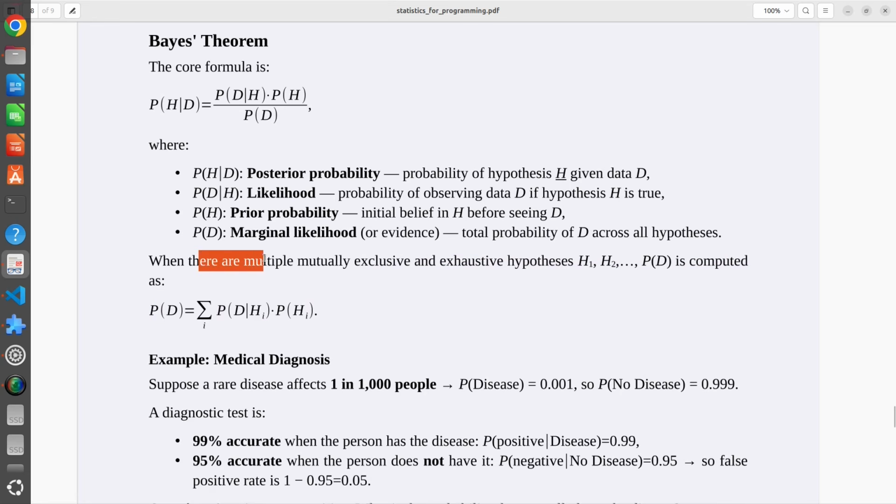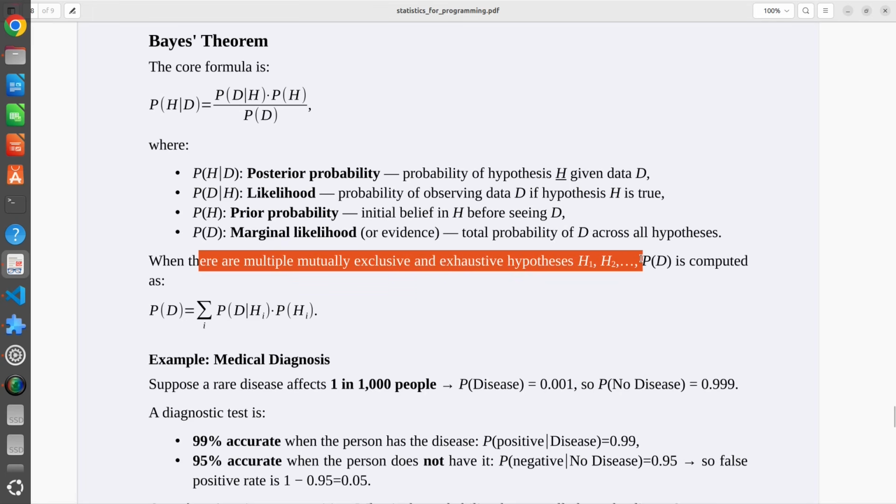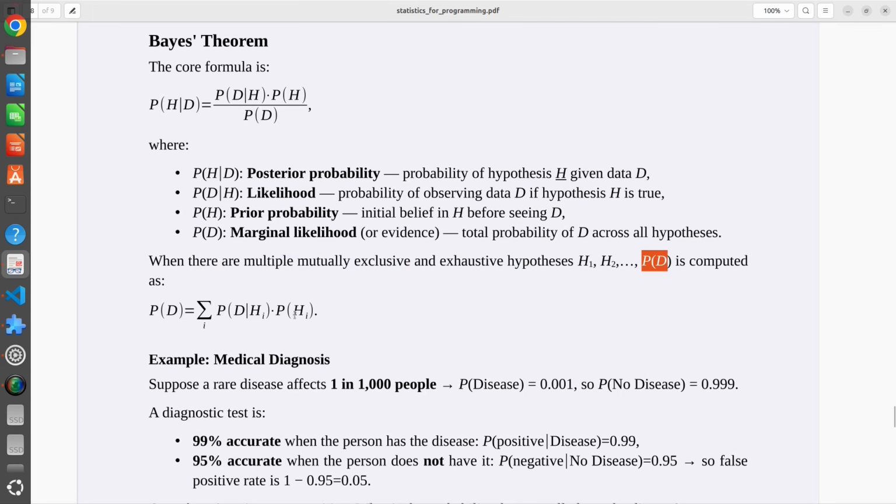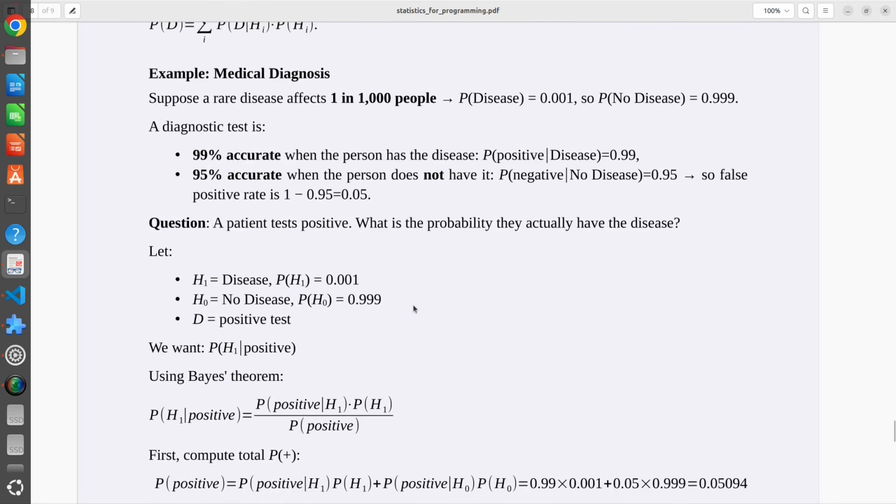When these are mutually exclusive and exhaustive hypotheses, H1, H2, and so on, P of D is computed according to this formula. I need to sum up all the likelihood times the prior probability of each possible hypothesis. And then I add up all these products to become my marginal probability, okay? So let us see this following example to see how we can apply this formula, because this idea is rather complex in my opinion. So suppose we are doing some medical diagnosis.